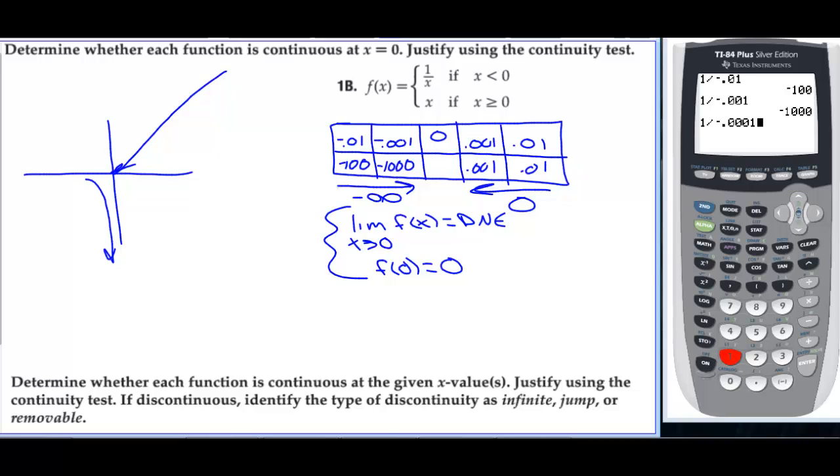Now I already knew right here that there is an infinite discontinuity at x equals 0, because the closer I got, the more negative it's going to get.